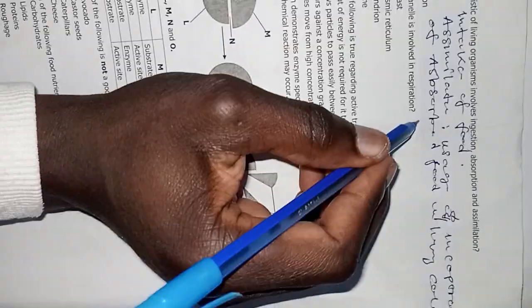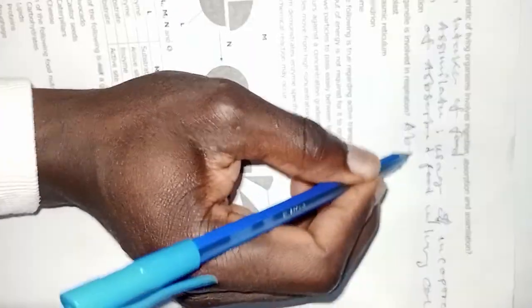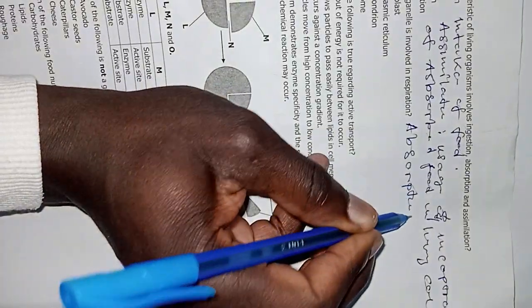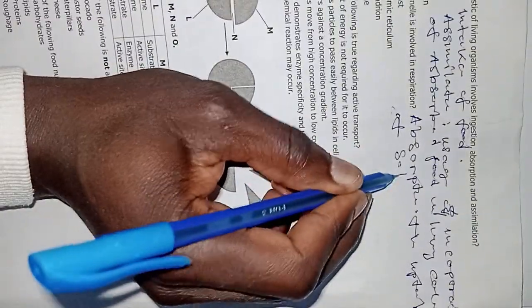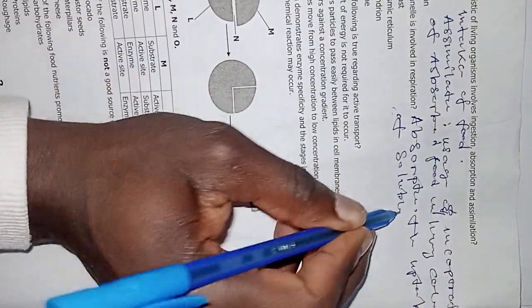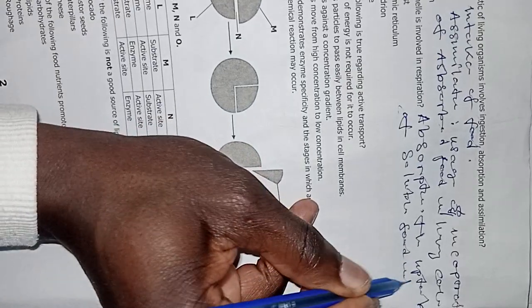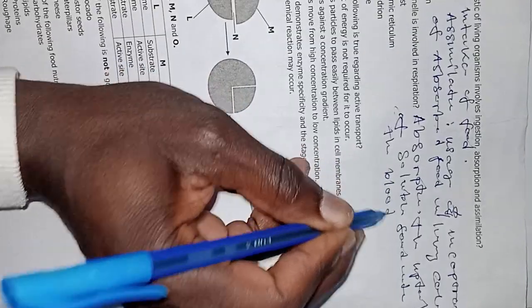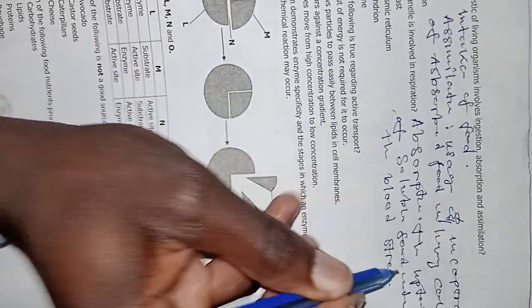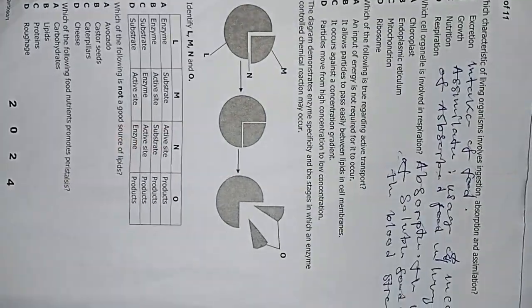Now, what do we understand by the term absorption? That is the uptake of soluble food into the bloodstream. So absorption is the uptake of soluble foods into the bloodstream. Okay, so that is how we define the following terms.